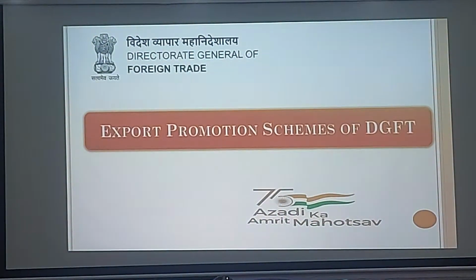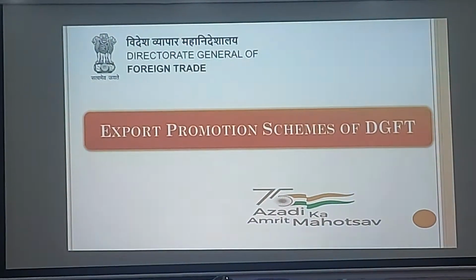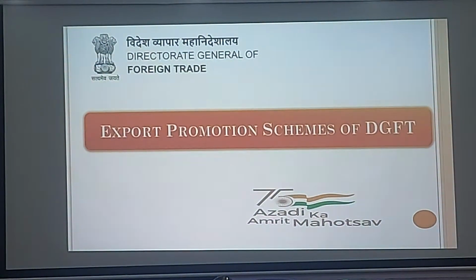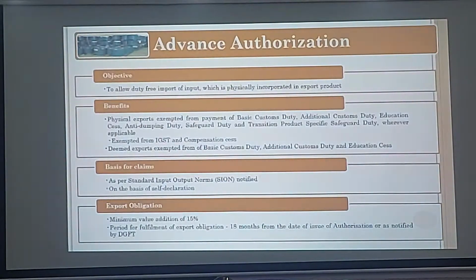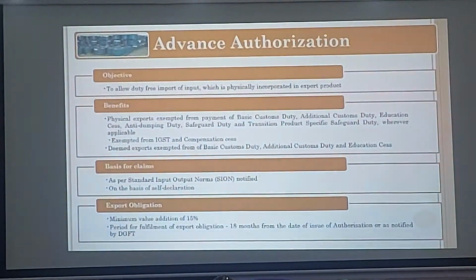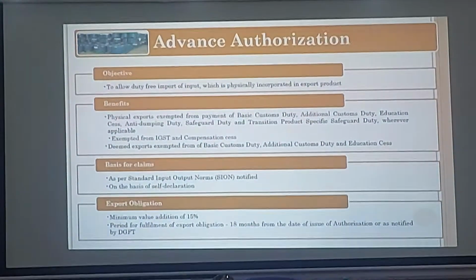So the most important is the export promotion scheme. So what is the export promotion scheme? Anybody who is aware of what scheme does DGFT run? Okay. So there is one scheme which is very popular, that is called the Advanced Authorization Scheme.